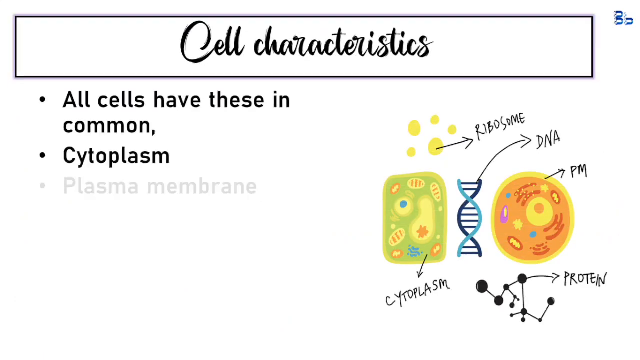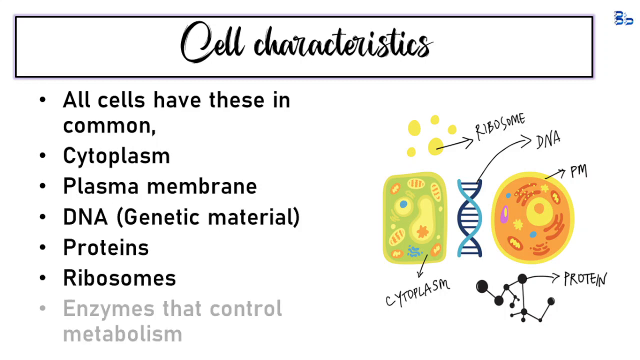So now we look at cellular characteristics. In addition to showing the 7 broad characteristics of life, all living organisms are cellular. We know that. So they have these common factors, even though they might not be exactly identical. All cells have a jelly-like cytoplasm.